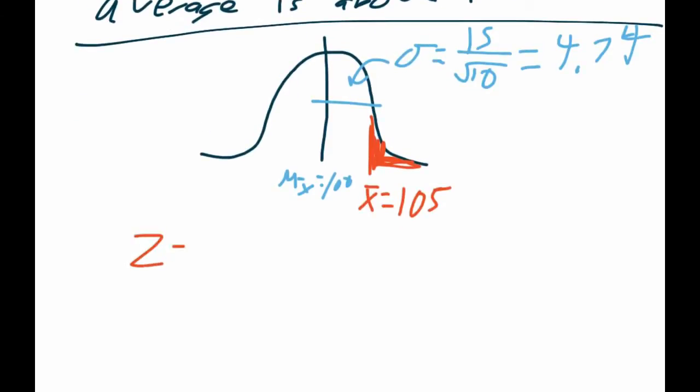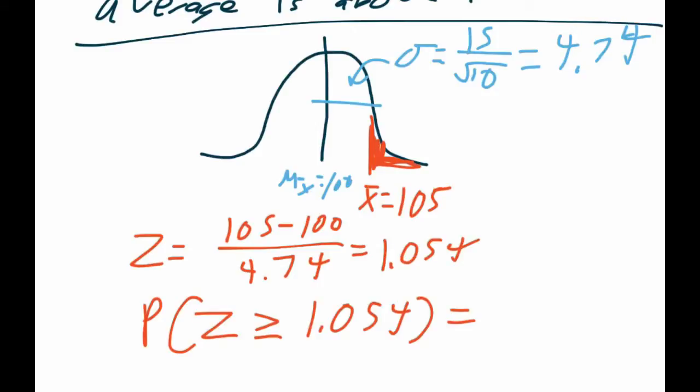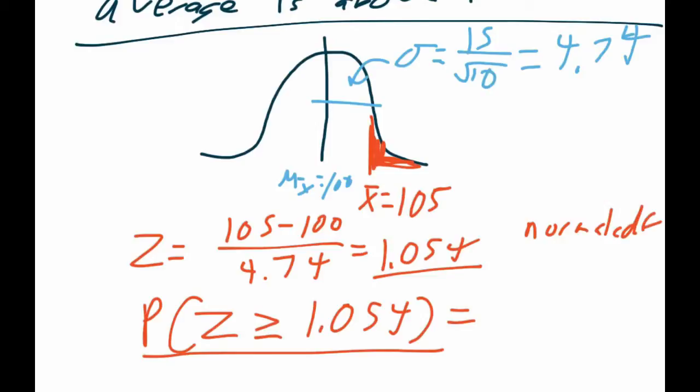So first we find the z-score, which is 105 minus 100 divided by this 4.74, and we're going to get something slightly over 1. So we got 1.054, and so now we want to know the probability that z is bigger than 1.054. And so once again, you can either use a table or I suggest normal CDF, and we get 0.146. So that's the chances that we get above 105. Let's do one more.